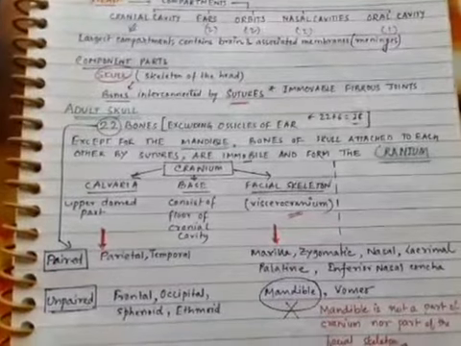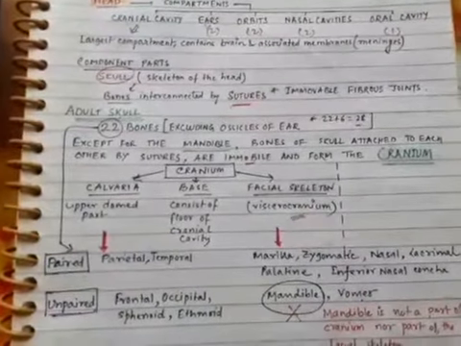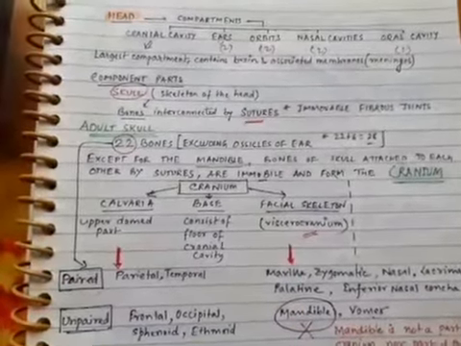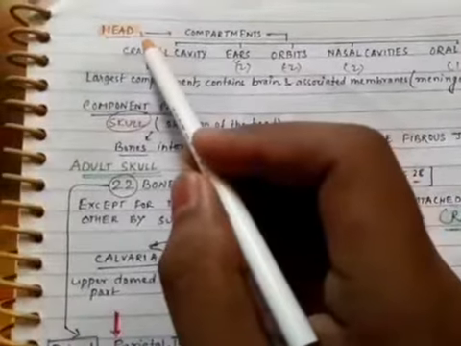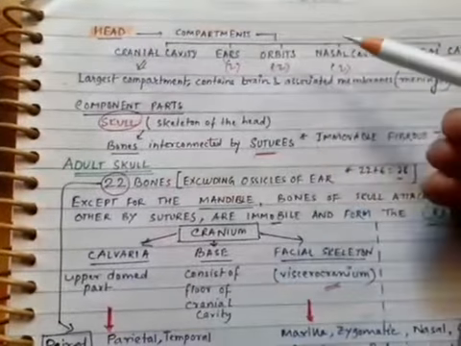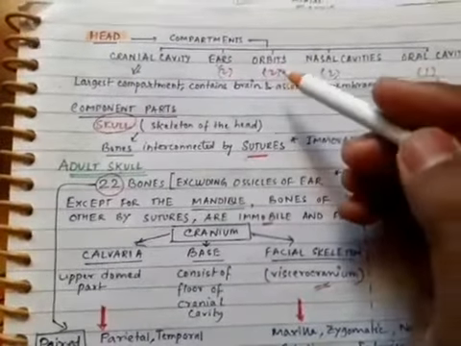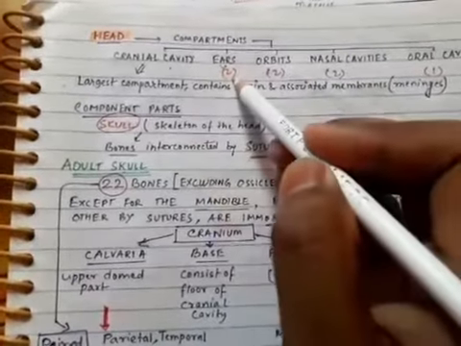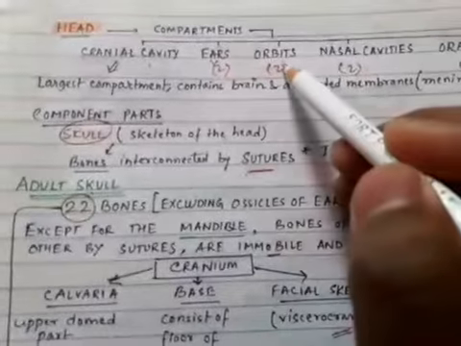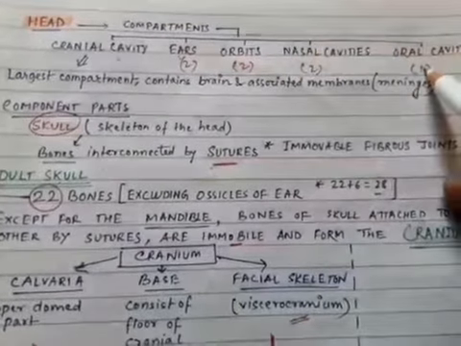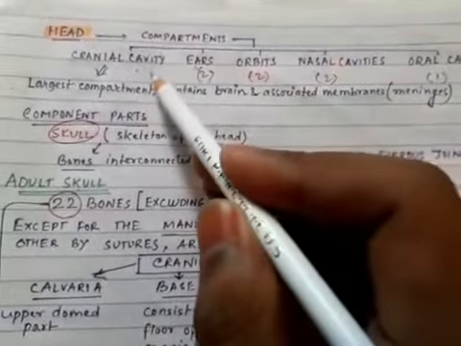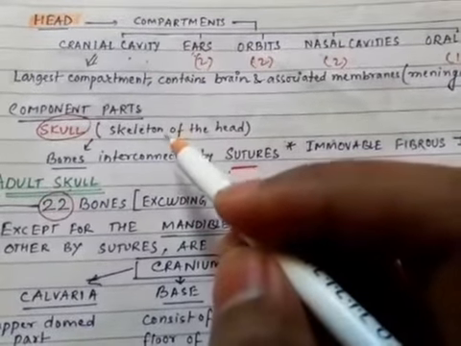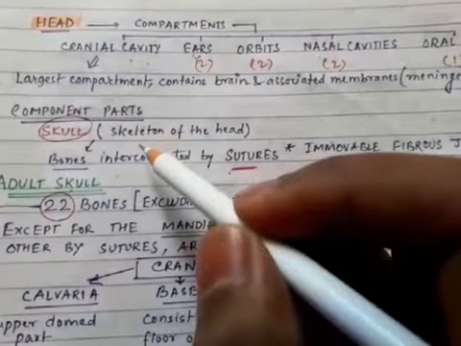In this video, I will teach you about the osteology and basic anatomy of the head region. So let's start. The head. The head is composed of a series of compartments which are formed by bone and soft tissues. These compartments are the cranial cavity, ears that are two in number, two orbits, two nasal cavities, and one oral cavity. Cranial cavity is the largest compartment and it contains brain and associated membranes that are the meninges.